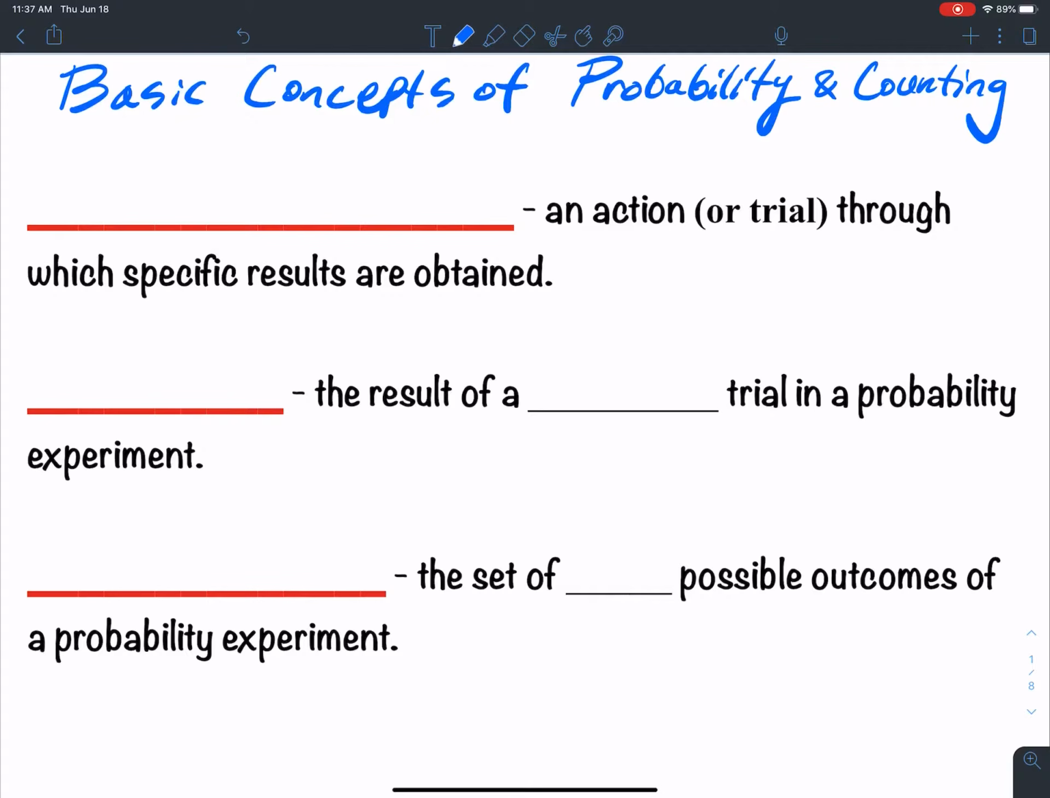So in this video, we're going to do basic concepts of probability and counting. So the first definition is a probability experiment. A probability experiment is an action or trial through which specific results are obtained. One of the things about this, we cannot predict these results with certainty. Okay? So think of a probability experiment like flipping a coin.